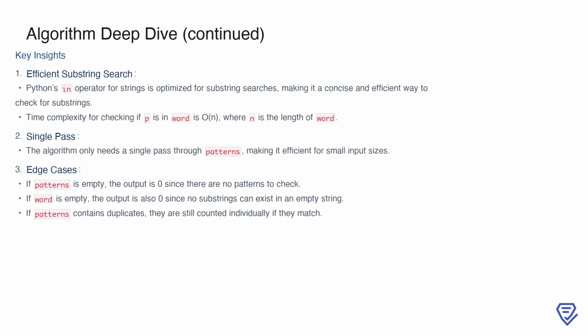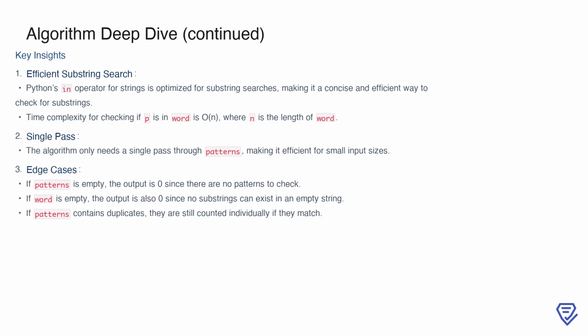There are a few key insights that highlight the efficiency and robustness of this approach. First, Python's in operator is specifically optimized for substring searches, making it a concise and efficient tool for this task. The time complexity of checking if a string p is in word is O(n), where n is the length of word. Additionally, the algorithm only requires a single pass through the patterns array, which ensures that it remains efficient for smaller input sizes. It's also important to consider edge cases. If patterns is empty, the output is 0 because there are no strings to check.